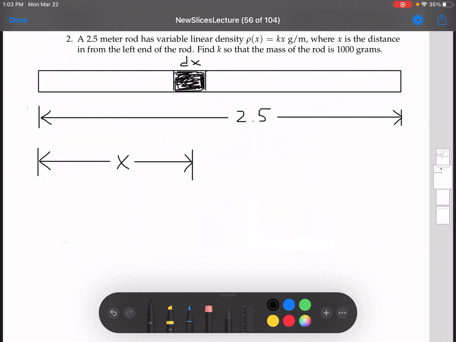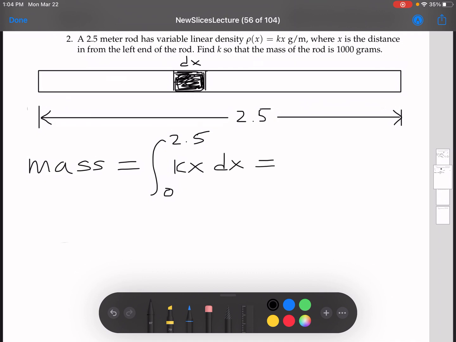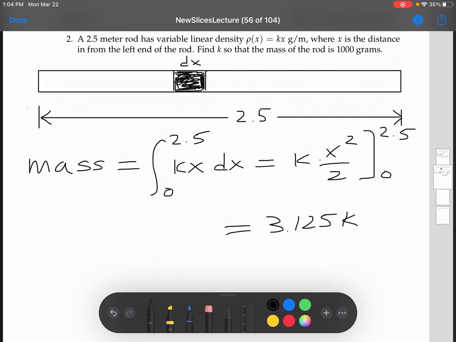All right, so here we have a situation very similar to the previous video, except that now our linear density has an unknown constant k in it, and we're given the mass, and we want to find that unknown constant k. So similar to what we did in the previous video, let's first compute the mass with that k. Just let that k come along for the ride. So doing all that math, I get 3.125 K.